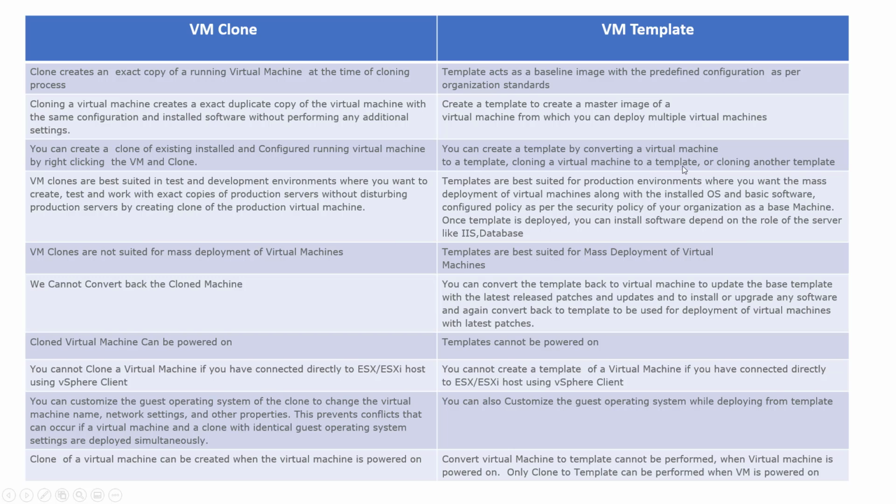You can create a template by converting a virtual machine, or we can also clone an existing virtual machine as a template, or clone another template from an existing template. So here, if you want to convert a virtual machine to the template, we have to power off that particular virtual machine. Okay. Next, VM clones are best suited in test and development environments where you want to create, test, and work with the exact copy of production servers without disturbing the production servers by creating a clone of the production virtual machine, right?